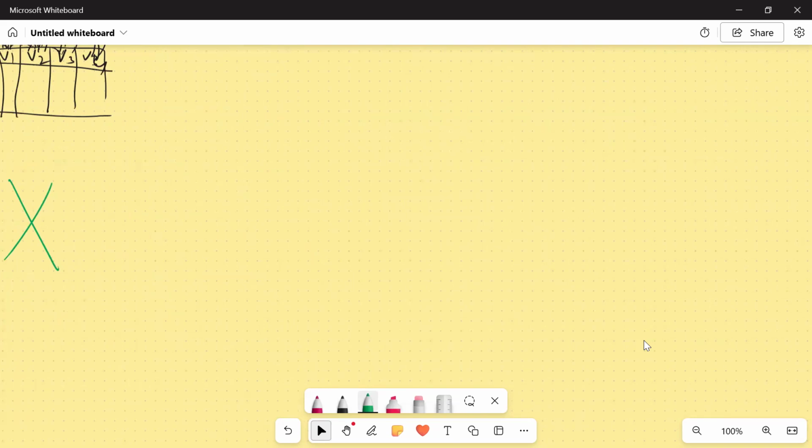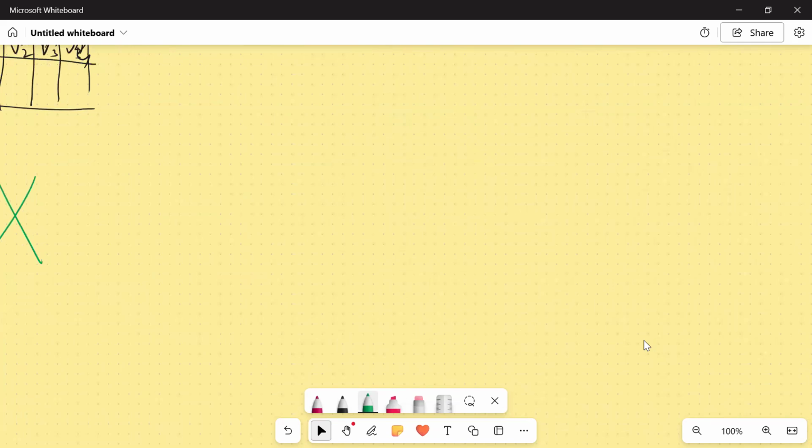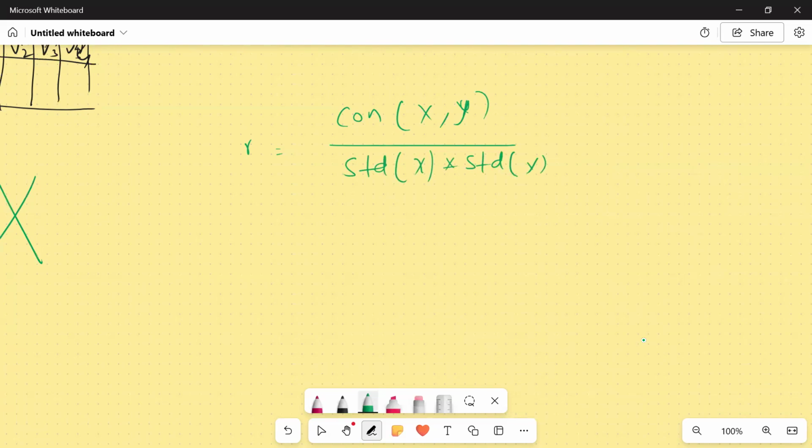Just try to understand the concept of correlation. It helps you measure the relationship between any two variables, whether a positive relation or a negative relation. We have a correlation coefficient, represented by R, and the formula is the covariance of X and Y divided by the standard deviation of X times the standard deviation of Y, where X is one variable and Y is another. This is the formula for the Pearson correlation coefficient.